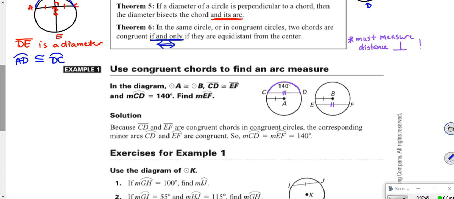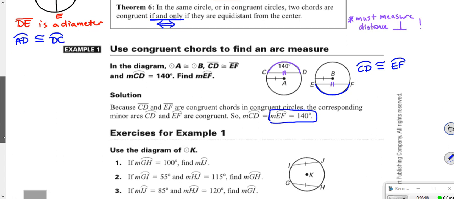Well, again, if the chords are congruent, the arcs are going to be congruent. So we know that arc CD is congruent to arc EF. So just like they said then, the measure of arc EF has to also be 140 degrees.